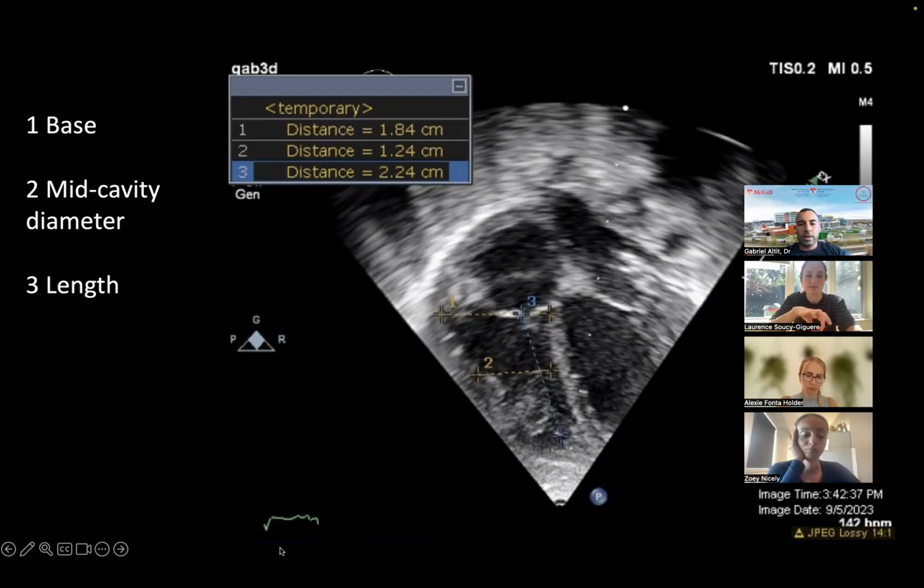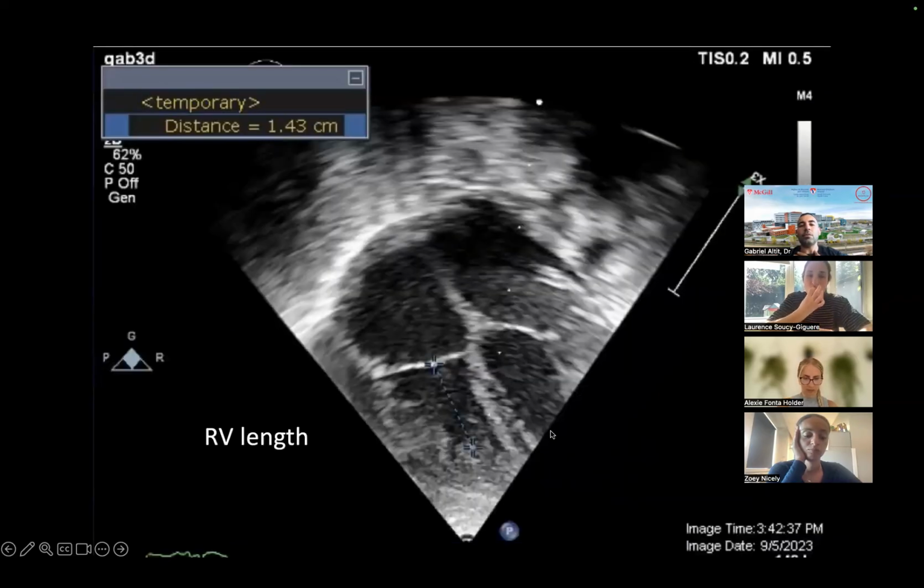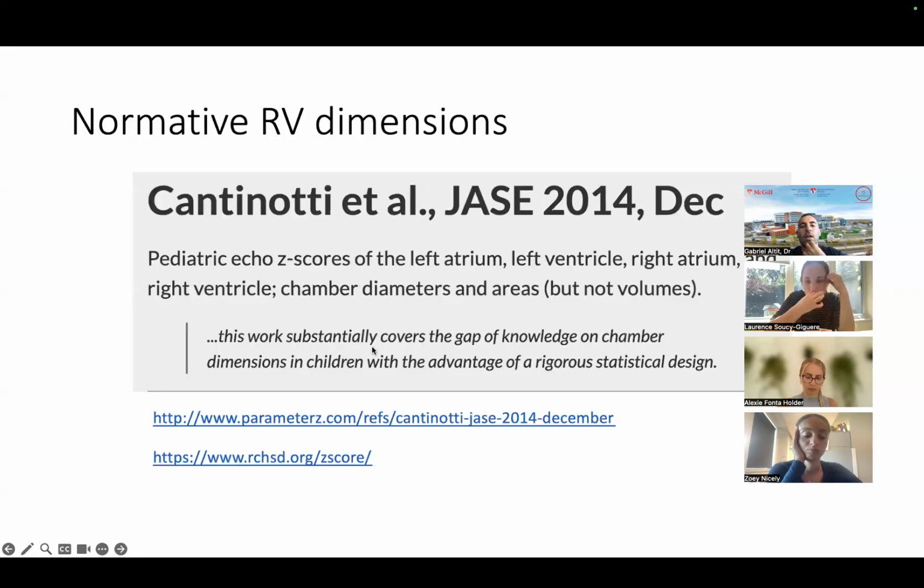Sorry for this little stop. So that's an example of number one, your base, number two, your mid cavity diameter, and number three, the length, which goes parallel to your septum from the mid zone of your base, usually to the apex. You can also get your RV length in systole to compare systole and diastole, and that's something we would do sometimes in research. It's rarely done in the context of just clinical measurements.